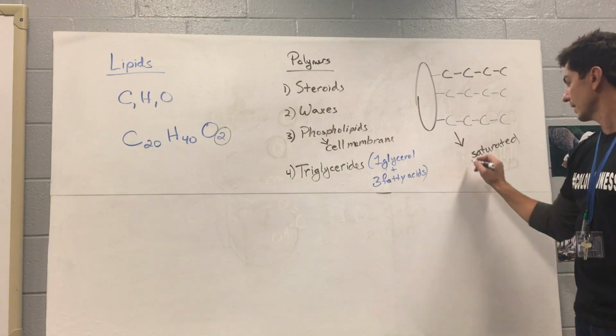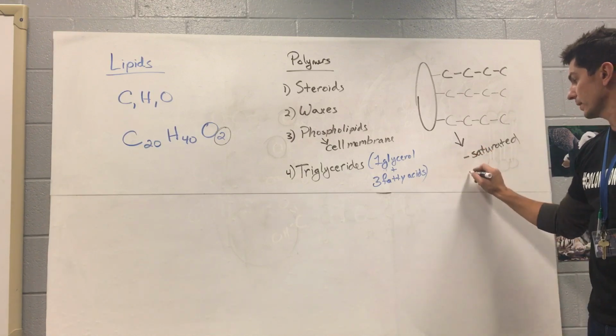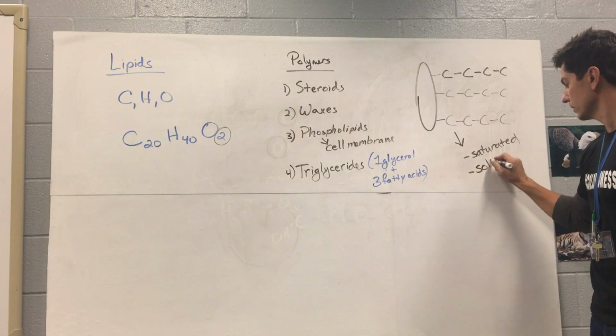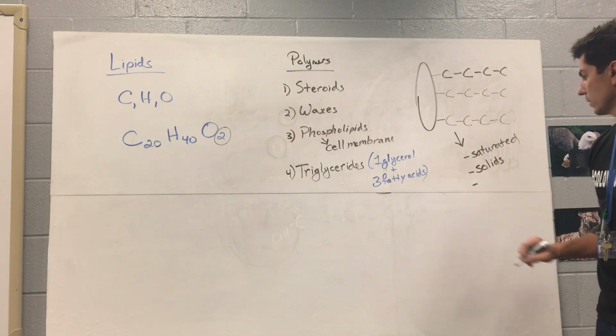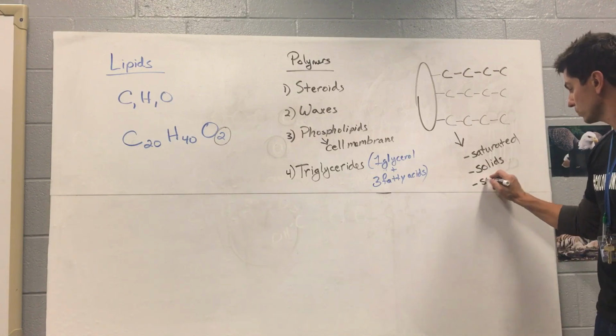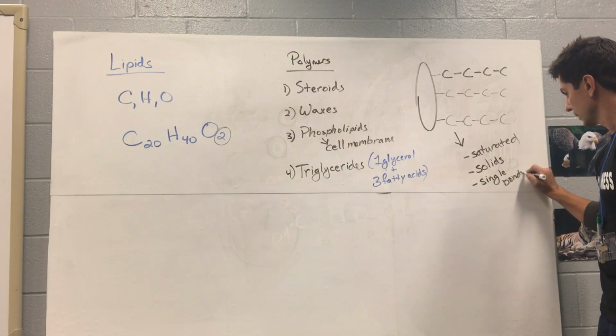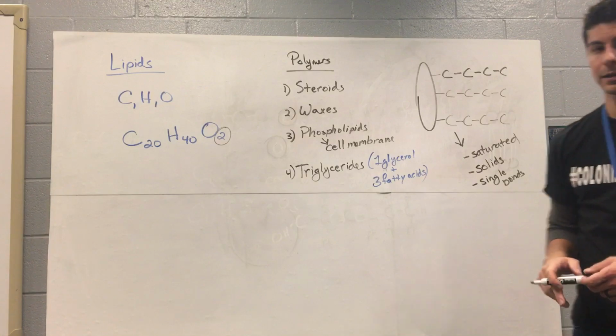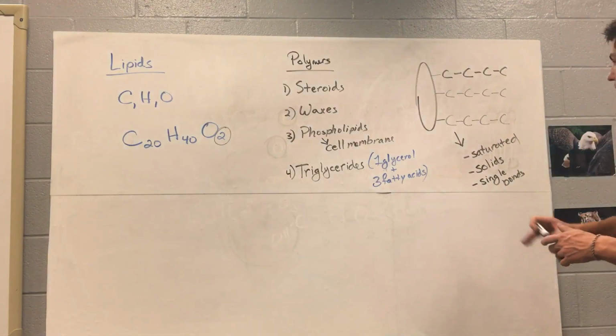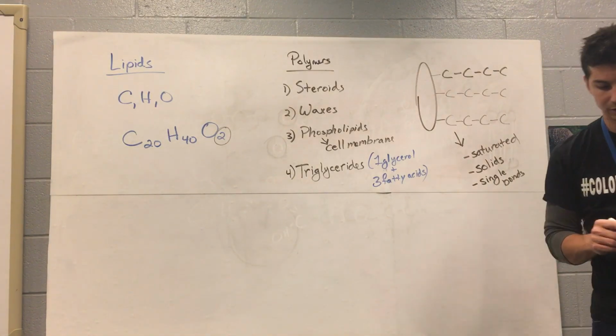3 things to know about saturated. 1, if it's saturated, they're going to be solids at room temperature. They are going to only have single bonds between our carbons. And lastly, they're going to come from animals. All right? So that's pretty much what triglycerides are, guys.